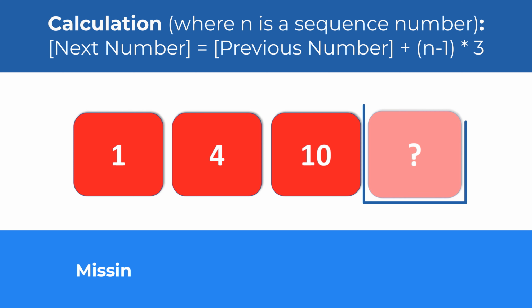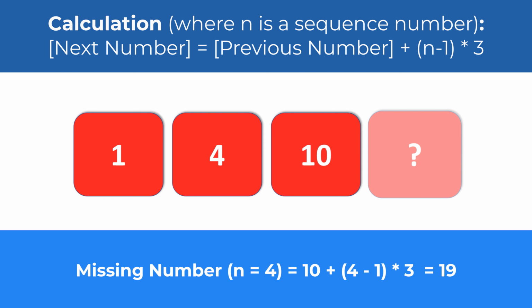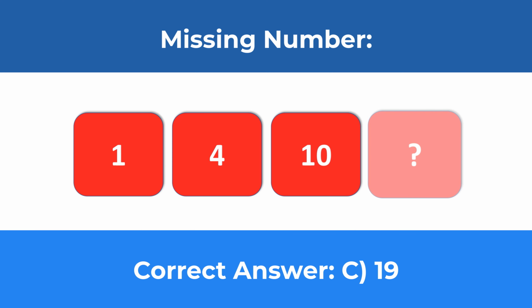So the missing number, where the sequence number n equals 4, can be calculated as 10 plus (4 minus 1) multiplied by 3 equals 19. So the correct choice here is choice C, 19.